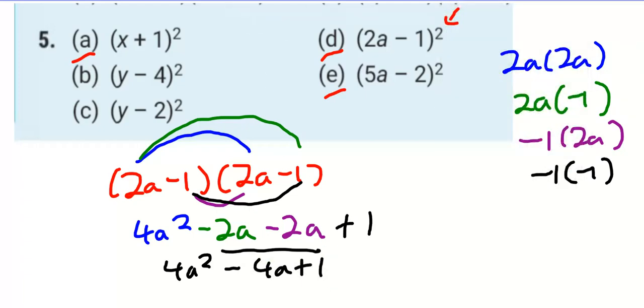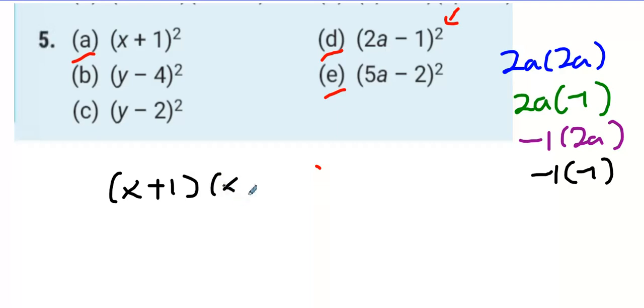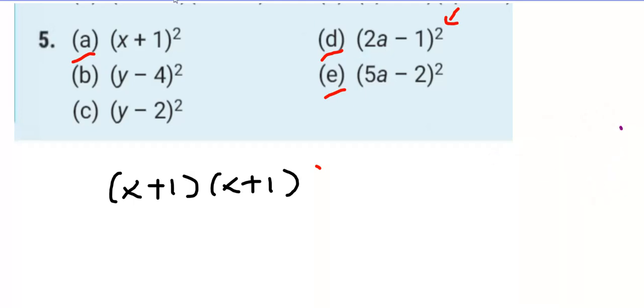Right, I was asked to start you off on 5a for a second. And here it is. It's x plus 1 multiplied by another x plus 1. So here's what you're doing now. You're multiplying x by x, and then you're multiplying x by 1. Then you're multiplying 1 by x, and then you are multiplying 1 by 1.